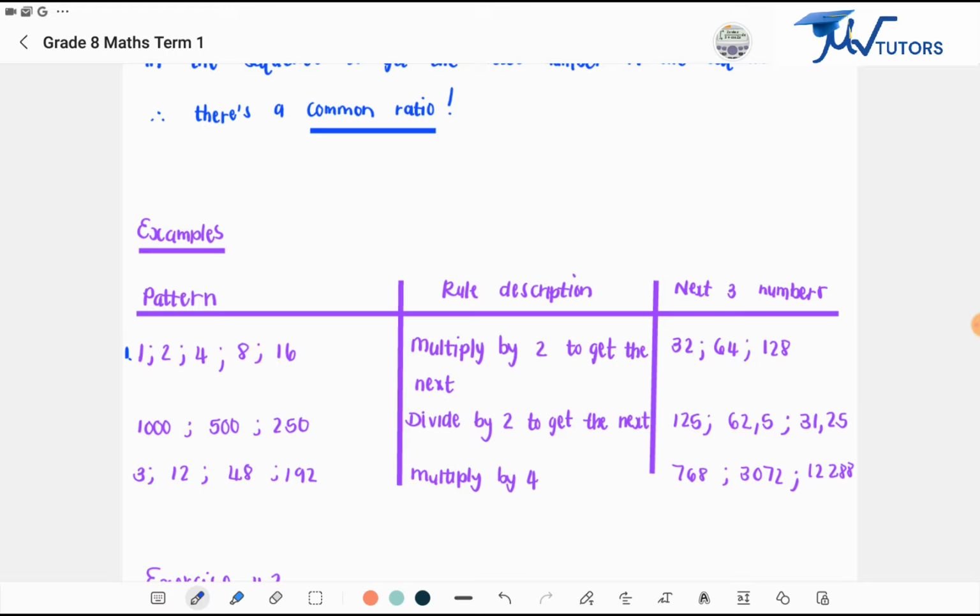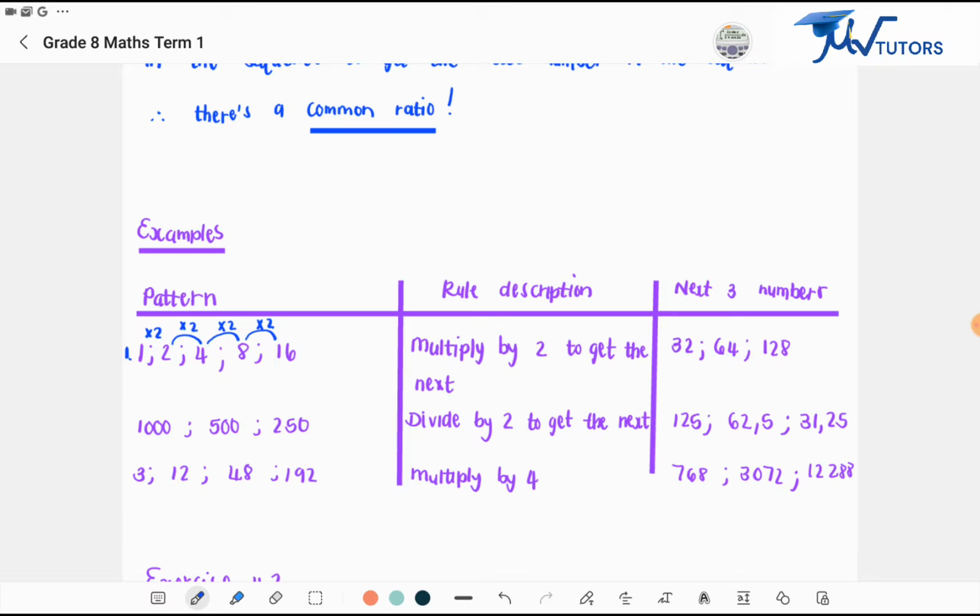Now we are looking at common ratios here. We're looking at the geometric pattern. So for me to go from 1 to 2, I would have multiplied by 2. 1 times 2 is 2. And then for me to go from 2 to 4, I still would have multiplied by 2. So 2 times 2 gives me 4. From 4 to 8, I multiply by 2. And from 8 to 16, again, I multiply by 2. So here we can see, if we're looking at the rule, we are basically multiplying by 2 to get the next term.